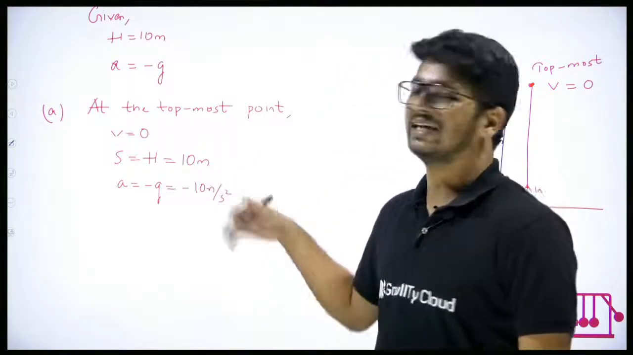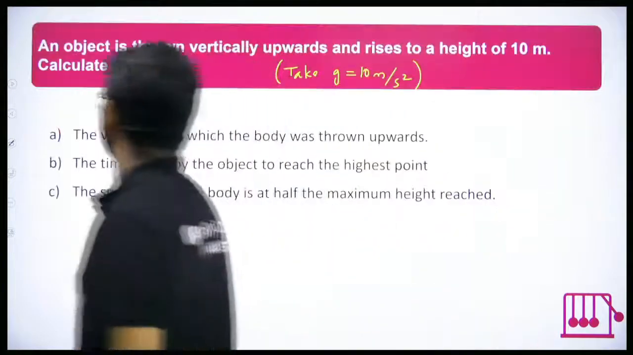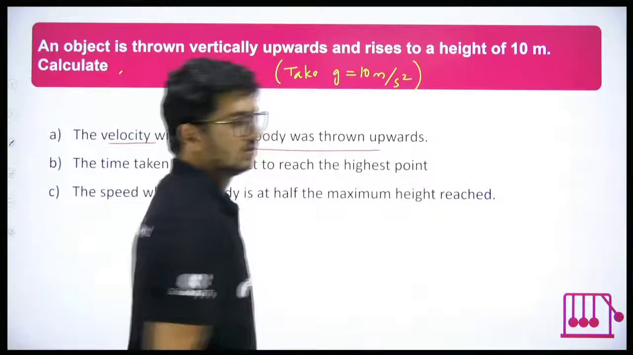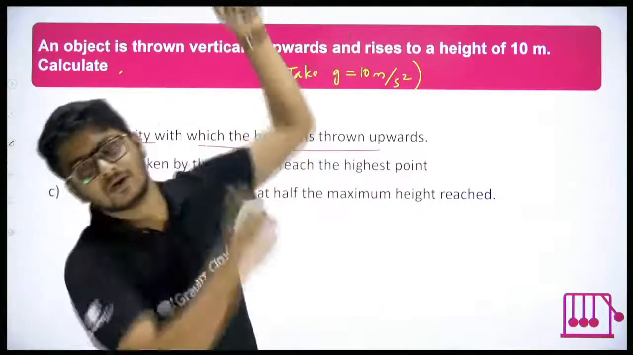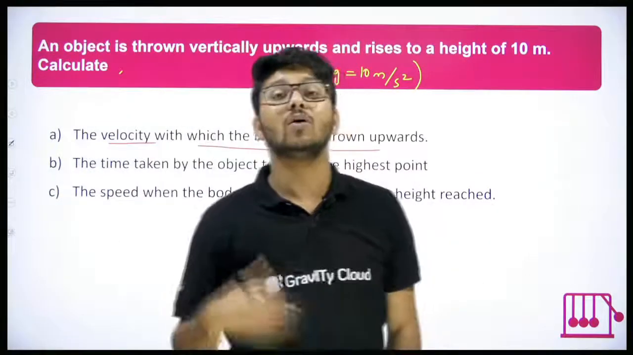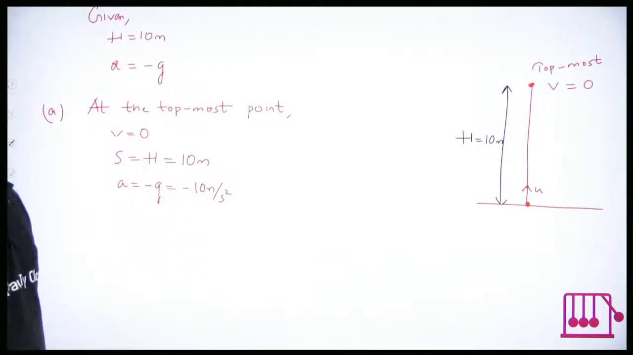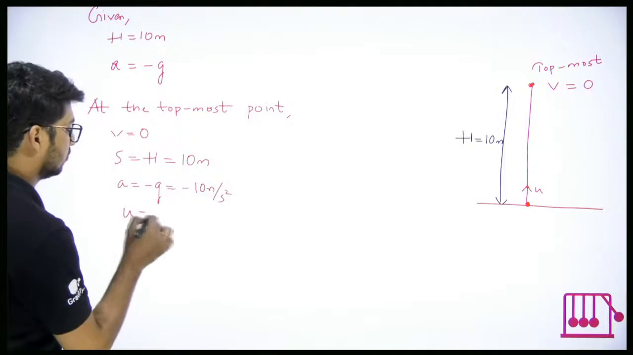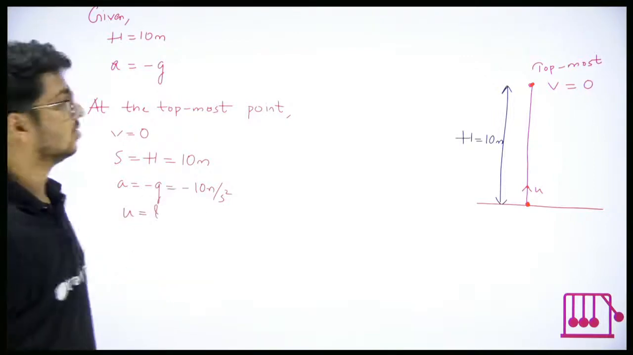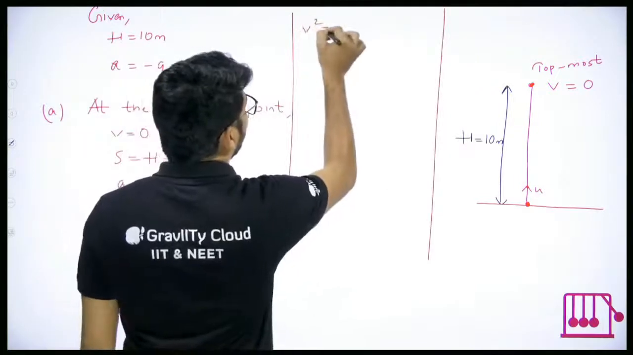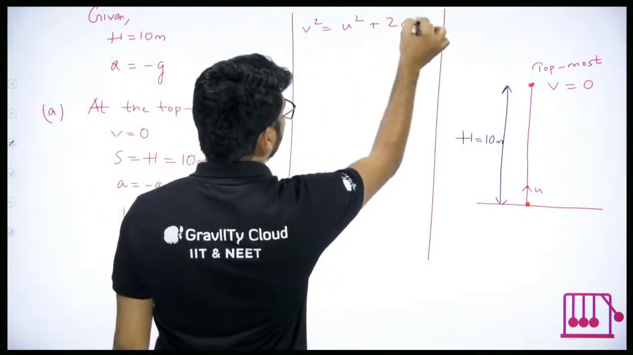So we have v, we have s, we have a, and our goal is to find out the velocity with which the body was thrown upward. So the velocity with which you are throwing it up. Right, so at the ground, what is the initial velocity? We have to find out u. So which equation do I use? I can use this equation, v square is equal to u square plus 2as.